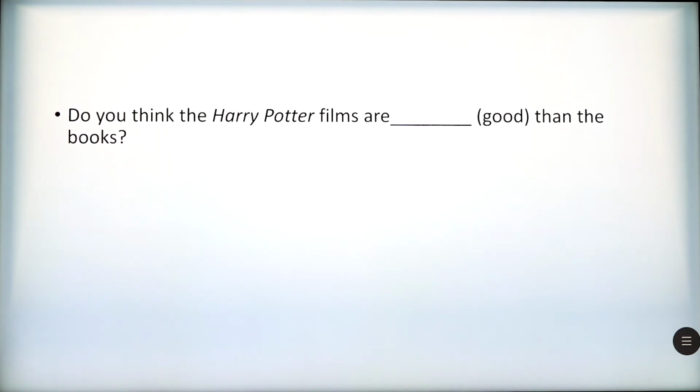The next sentence, we have the adjective good. Try to complete the gap with this adjective. Do you think the Harry Potter films are better than the books?